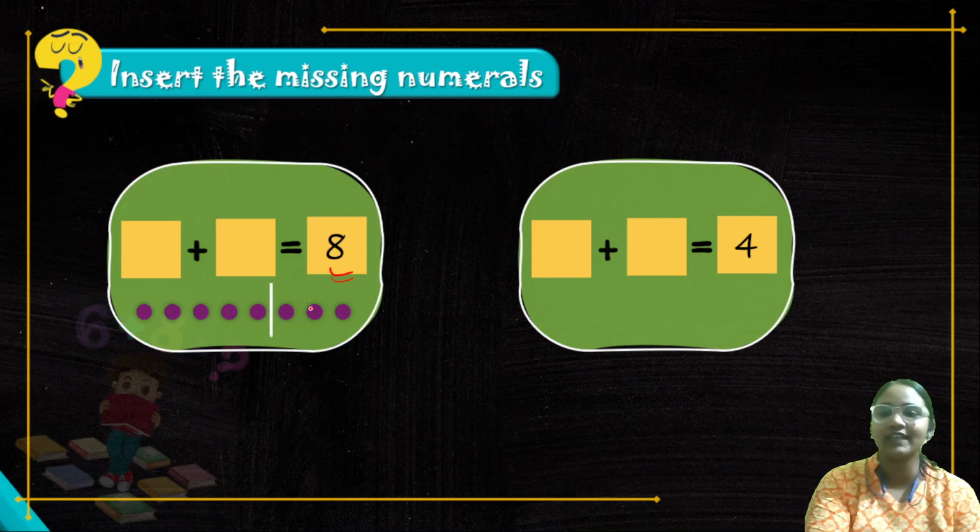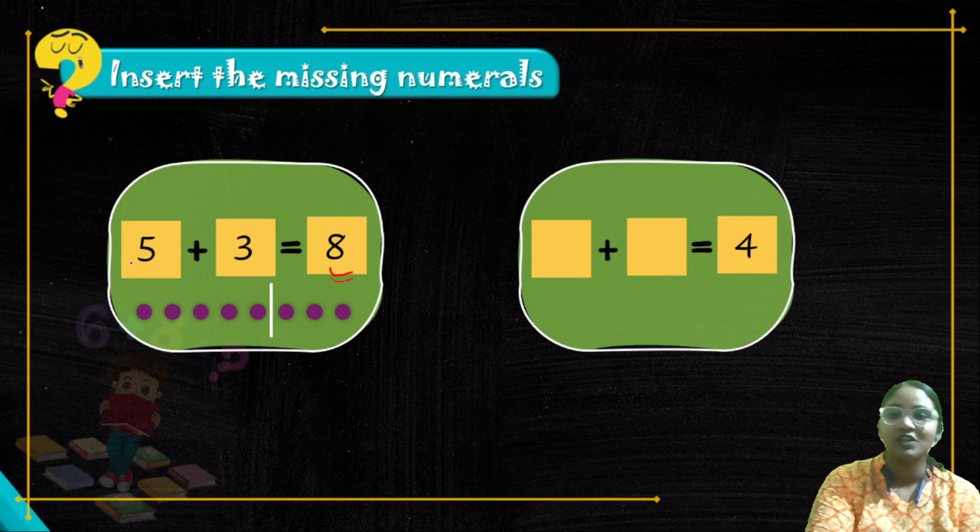So I have made a line here. What will come in the left box, students? Let's count. 1, 2, 3, 4, 5. So 5 will come in the left box. And what will come in the right box? 1, 2, 3. 3 will come in the right box. So 5 plus 3 all together makes 8. Is this correct? Yes.